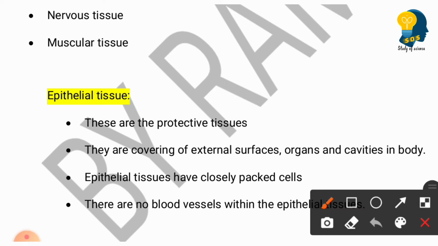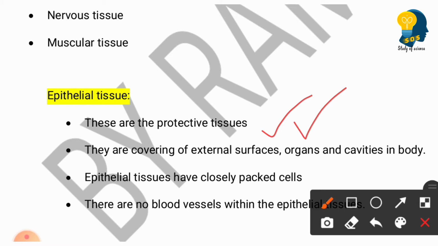So then what are epithelial tissues? These are basically called the protective tissues. They protect all the organs and external surfaces of the body. When I say external surfaces, it is the skin. When I say organs, all the organs which are present inside our body. The epithelial tissues act as protective tissues because they protect all the organs which are present in and out of the body. Clear? All the organs present in and out of the body are protected by the epithelial tissues. So hence we consider them protective tissues.